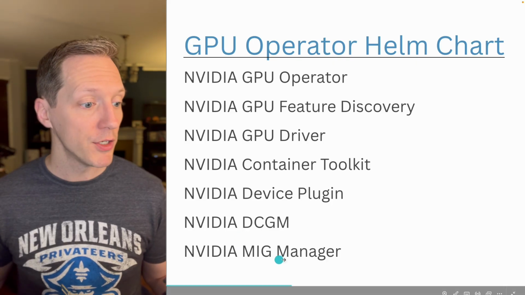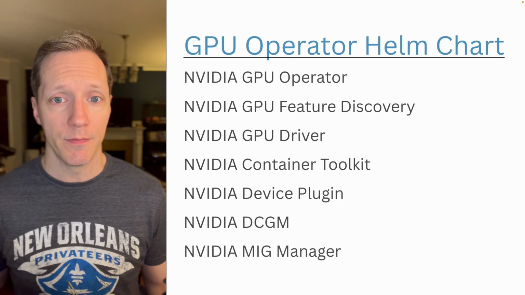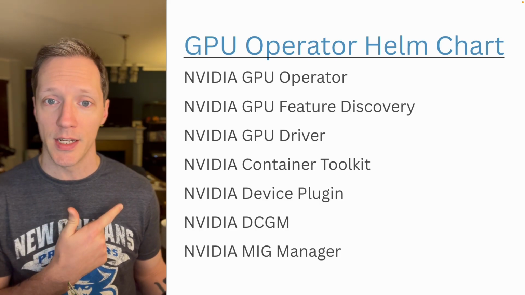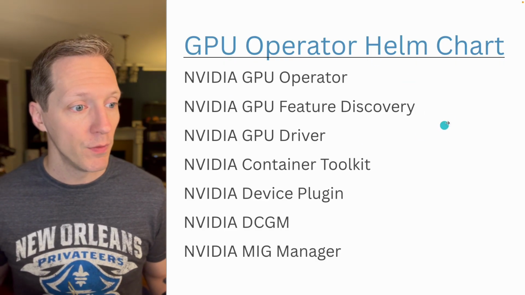And then MIG Manager, Multi-Instance GPU. Now, MIG is a feature that's not available on my T4 in AWS, nor is it available on my RTX 5060 sitting in my closet back there. And we'll know that because of this, the GPU feature discovery.